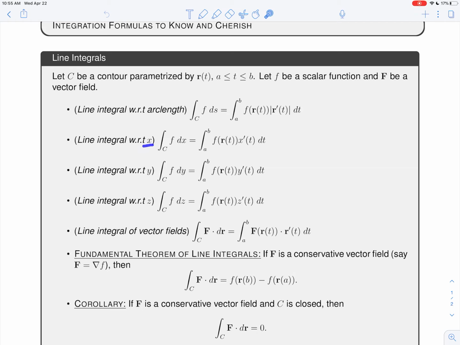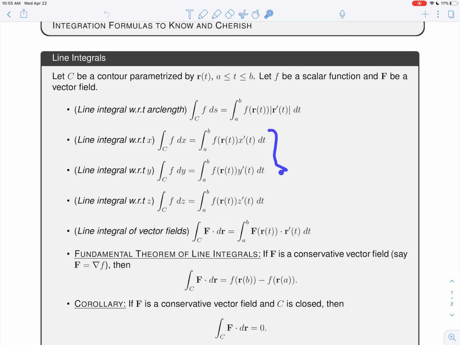Similarly, line integrals with respect to x and y and z, you plug the parameterization into f in all four of these cases. For x, y, and z, though, instead of multiplying by the length of r prime, you multiply by x prime, y prime, or z prime. These, typically speaking, can be a little bit easier because you don't necessarily have a radical involved, so that's nice.